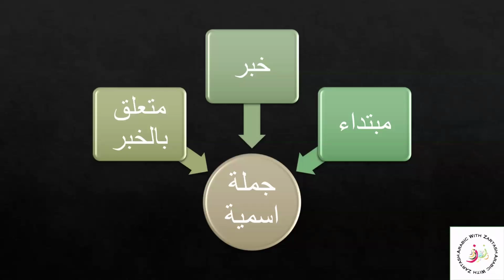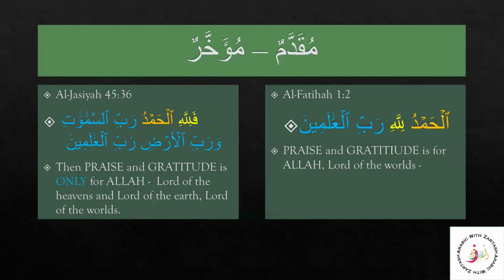Today we are going to focus on the sequence of the mubtada, khabar, and muta'alliq bil khabar. We'll see how they move around and switch places in the sentence and what that does to the sentence. So let's see these two simple examples from the Quran to learn about some Arabic terms like muqaddam and muakhar.